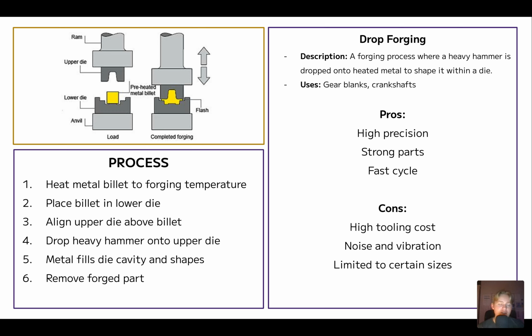So the process we'd use or describe in the exam would be to heat the metal billet to the forging temperature, place the billet in the lower die, and align the upper die above the billet. Drop a heavy hammer or press onto the upper die, which means the metal will fill the cavity and create the shape. Then we just simply remove the forged part once cooled.